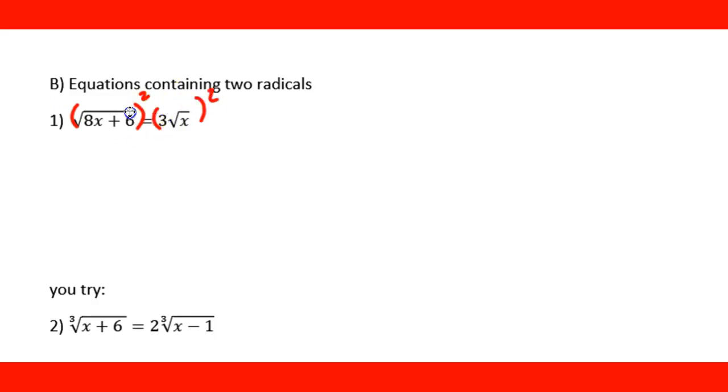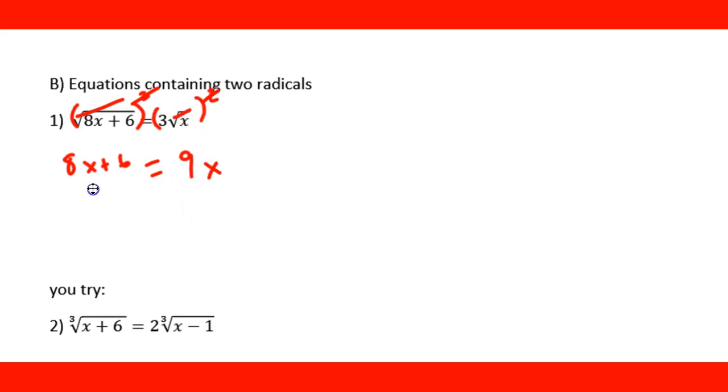The reason I do that is because I want to get rid of this square root right here, and I also get rid of that one because that's a square root too. So here's what I do. I have 8x plus 6 because that square root and that square negated each other. And over here, when you square this whole right side, you get 3 squared is 9. And the square of the square root of x is just x, because the square root and the square negate each other.